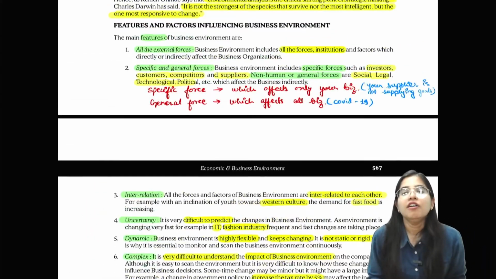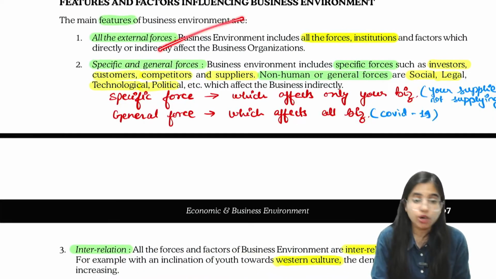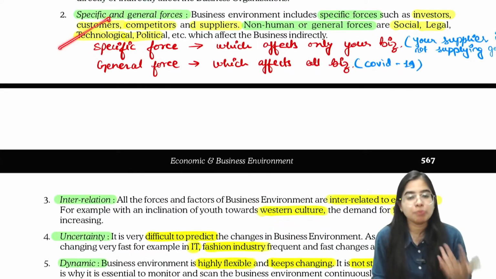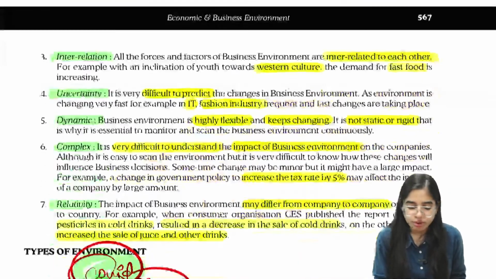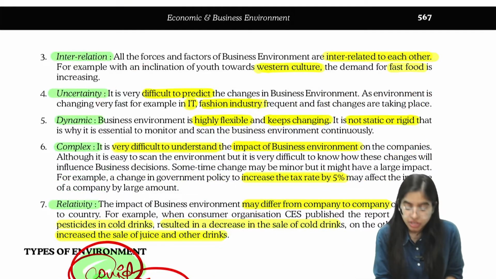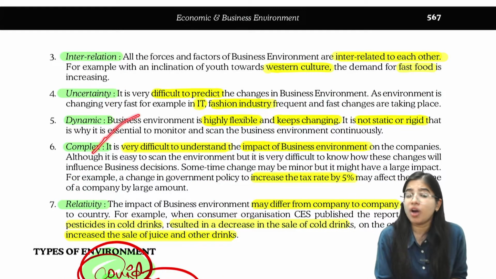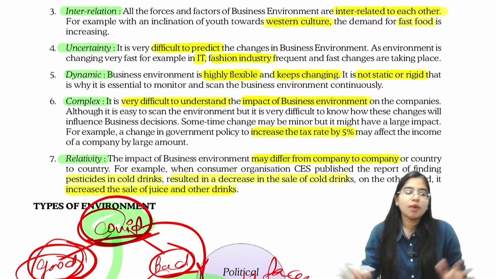All these are the factors, the features of business environment. These are all external forces. They can be specific or general. Specific means human factors, general means non-human factors. Interrelation, they are interrelated to each other. Uncertainty, cannot predict. Dynamic, keep on changing. Complex, difficult to understand the impact. Relativity, differs from company to company.